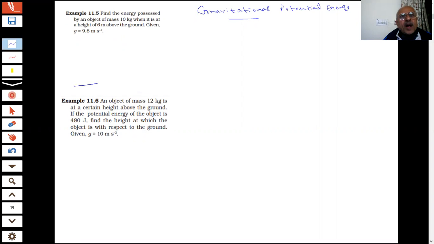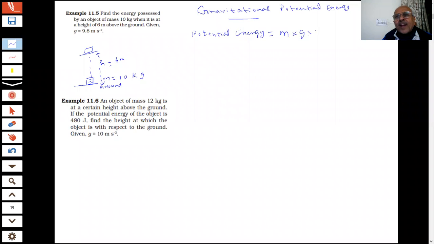Already you know what has happened. This is an object, student. The mass is given, 10 kg. This is my ground, and this is now at a height of, what is the height now, student? H. How much height? 6 meter. So the g value is given. Then what is the formula of potential energy, students? M into G into H. Okay, thank you, Anya. Your formula is absolutely correct.